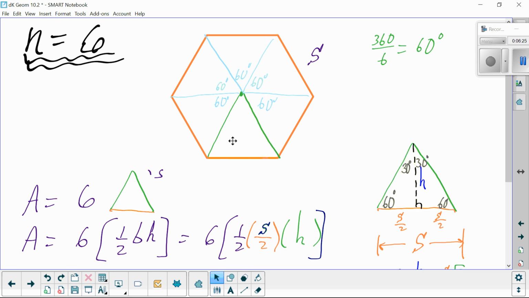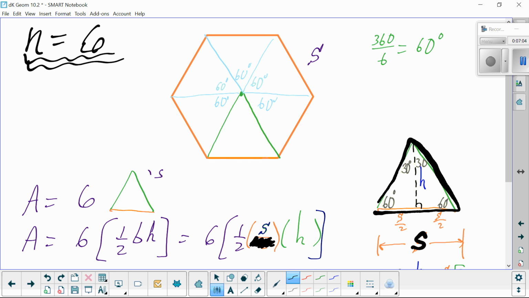All right, so the area of the entire hexagon is 6 triangles, where each triangle is 1/2 times the base times the height. And the base is S, and the height we don't know yet. So 6 triangles, 1/2 times the base times the height. Excuse me for a second while I make a correction. It's 6 of these triangles where the base is S. 6 of these triangles, so 1/2 times the base times H.